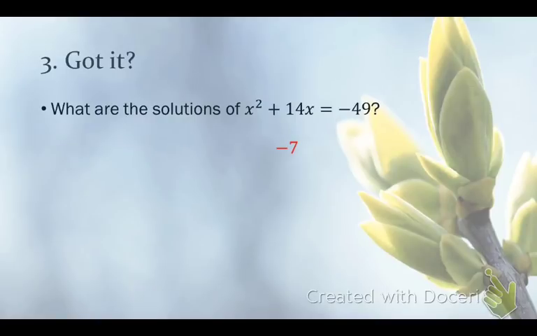Now, a quick reflection question. Why does this quadratic specifically only have one solution? And when you look at this, it only has one solution because when you factored, it ended up being a perfect square. And so you had two answers, but they were actually the exact same. So it ended up only being one.